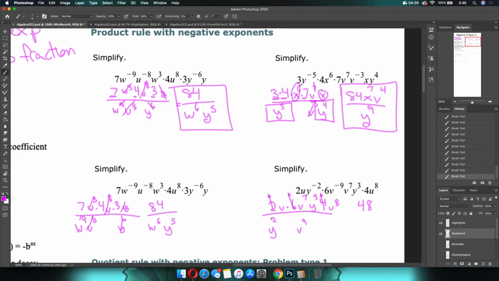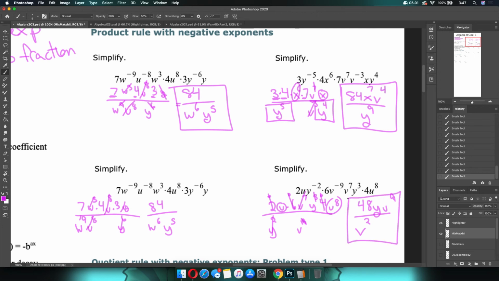Let's see here. Now we can talk about the y's. We have y to the 2nd and y to the 3rd. 3 minus 2 is just 1y. We have v to the 7th and v to the 9th. 7 minus 9 is negative 2, so that v stays underneath. And then we have a u and a u to the 8th. That's u to the 9th over.